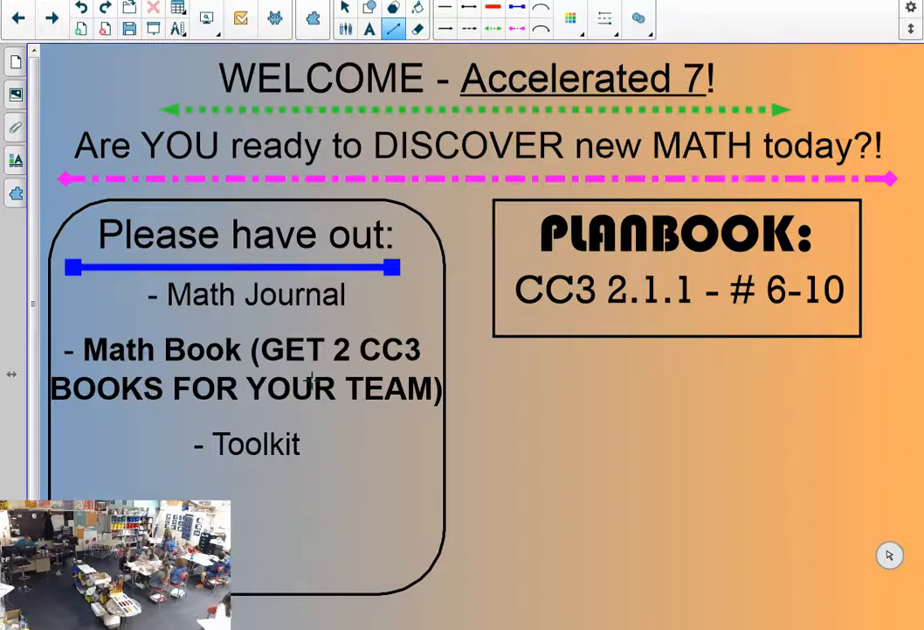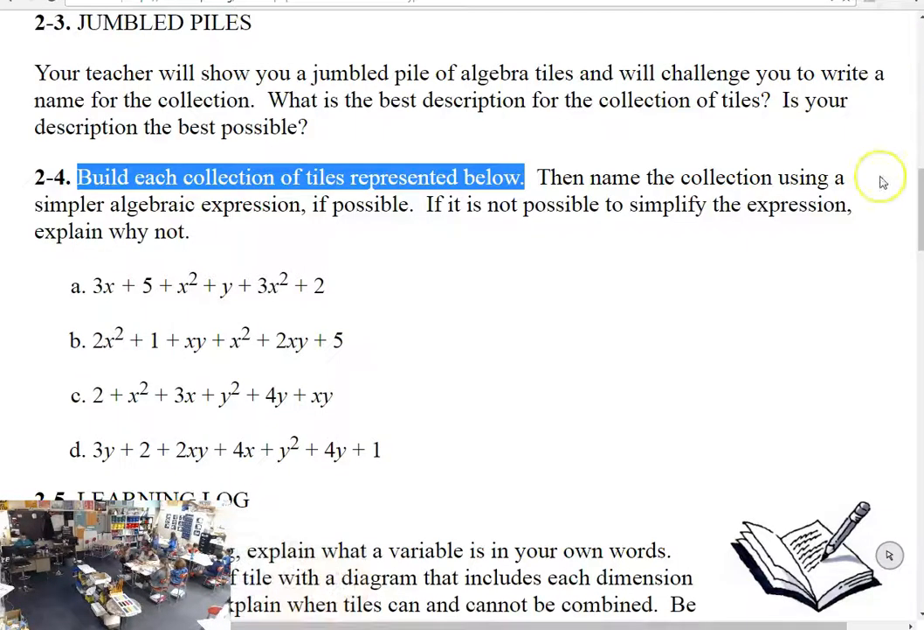Fine, let's use the book. It's okay, guys. I lost the page. I don't know where it went. It's right here. I'm sorry.